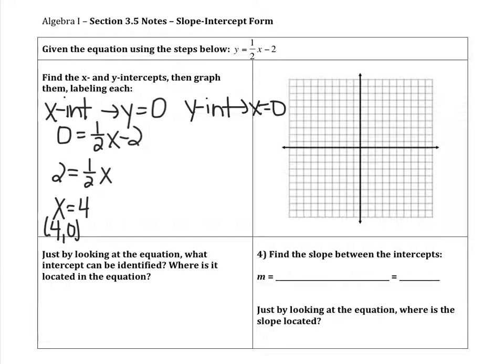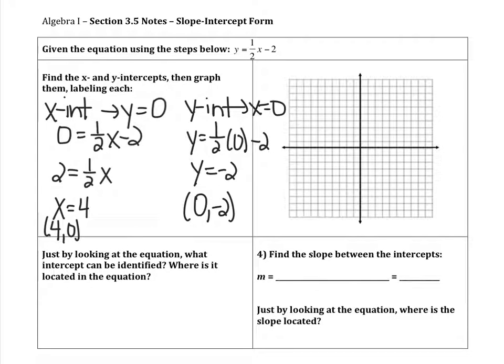So taking my equation again, I would have y equals 1/2 times 0 minus 2. 1/2 times 0 is 0, leaving me with just y equals negative 2. Now remember, I put 0 in for x, so my ordered pair would be (0, -2).